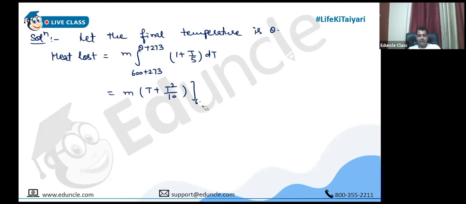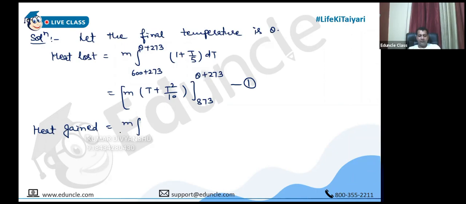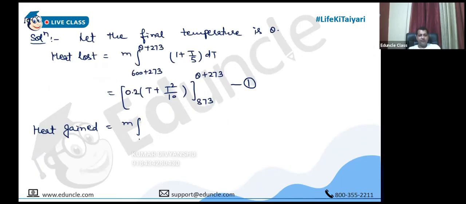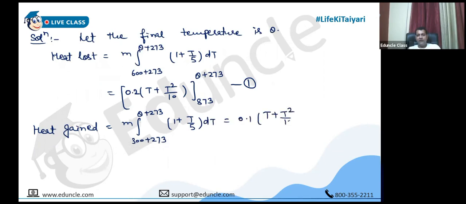Because it is not linearly dependent on T, because of T square, I'm solving it in Kelvin. Otherwise, I could have gone with the degree centigrade only. So this is one equation, you can solve it. And heat gained. I think the mass is different in both the cases. Let me check. It was 0.2 kilogram. Its temperature is 300. So this will become 0.1 T plus T square by 10, from 573 to theta plus 273.